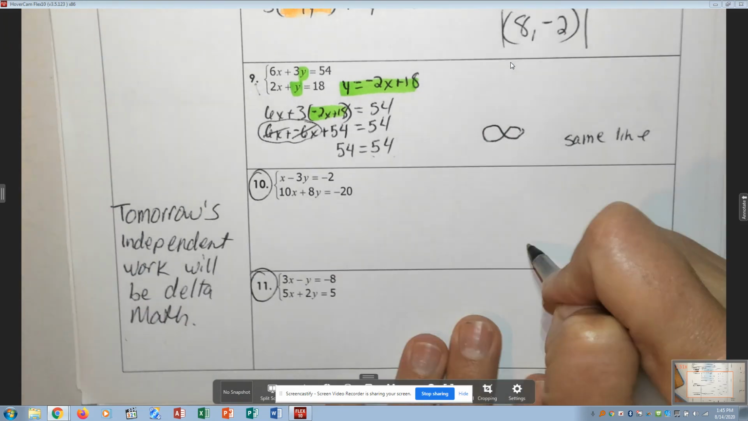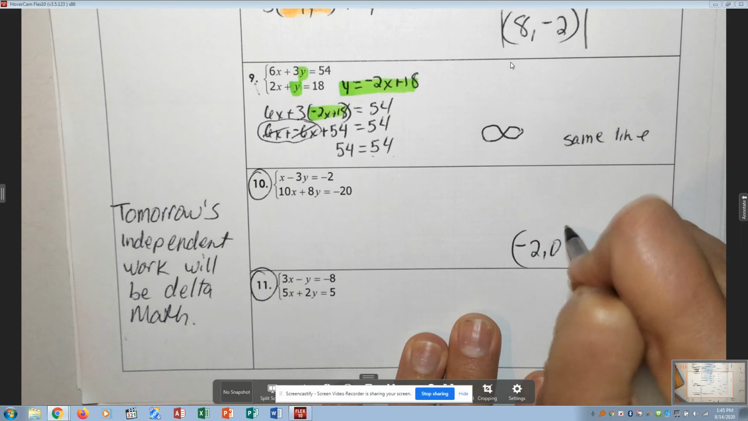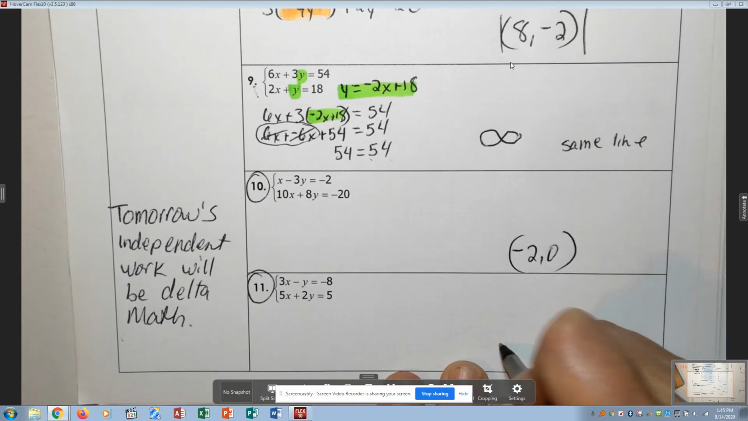All right, 10, you should have gotten (negative 2, 0). And 11, you should have gotten (negative 1, 5).